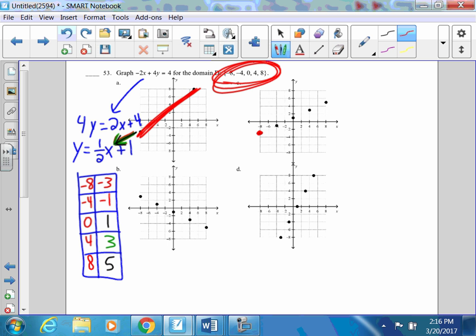If we plug in -4, -1, -4, -1 is here. Notice it's going by 2's. 0, 1. 0, 1 is here. 4, 3. Here's 4, 3. And this other point out here is 8, 5, which is the last point. So this is your answer.